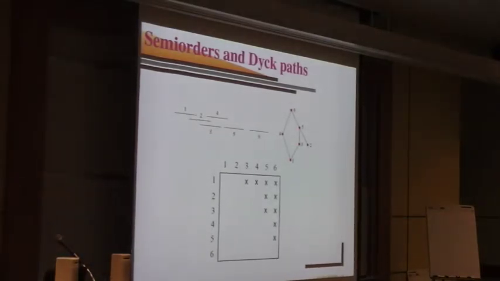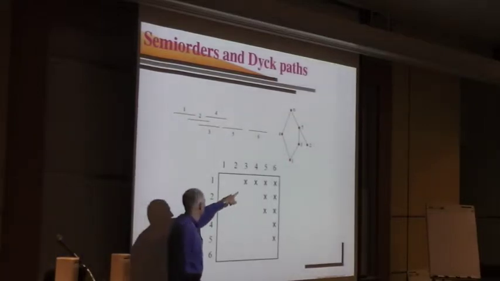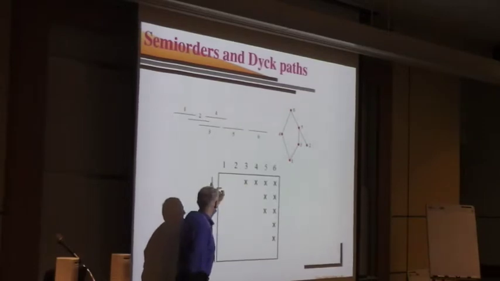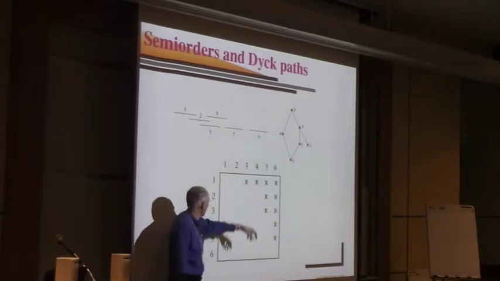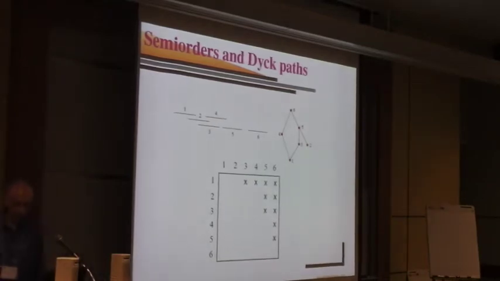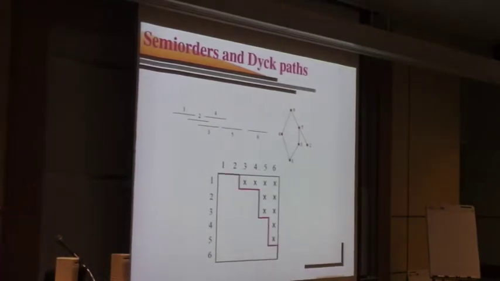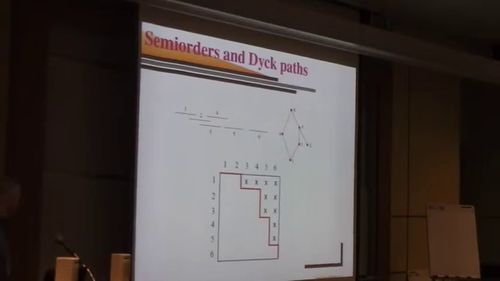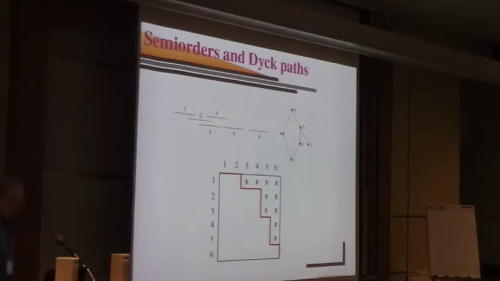Draw the strict incidence matrix of this partially ordered set. We put an x in row i, column j, if i is less than j in the poset. And you can see it's clear from this picture that we're going to trace out the boundary of this diagram. We get a Dyck path.